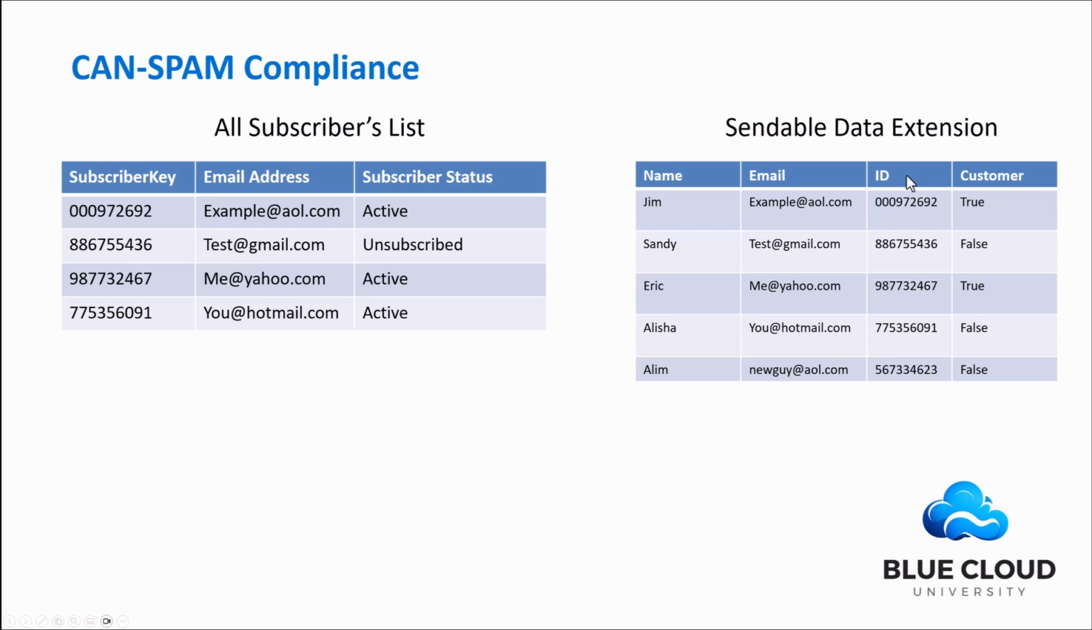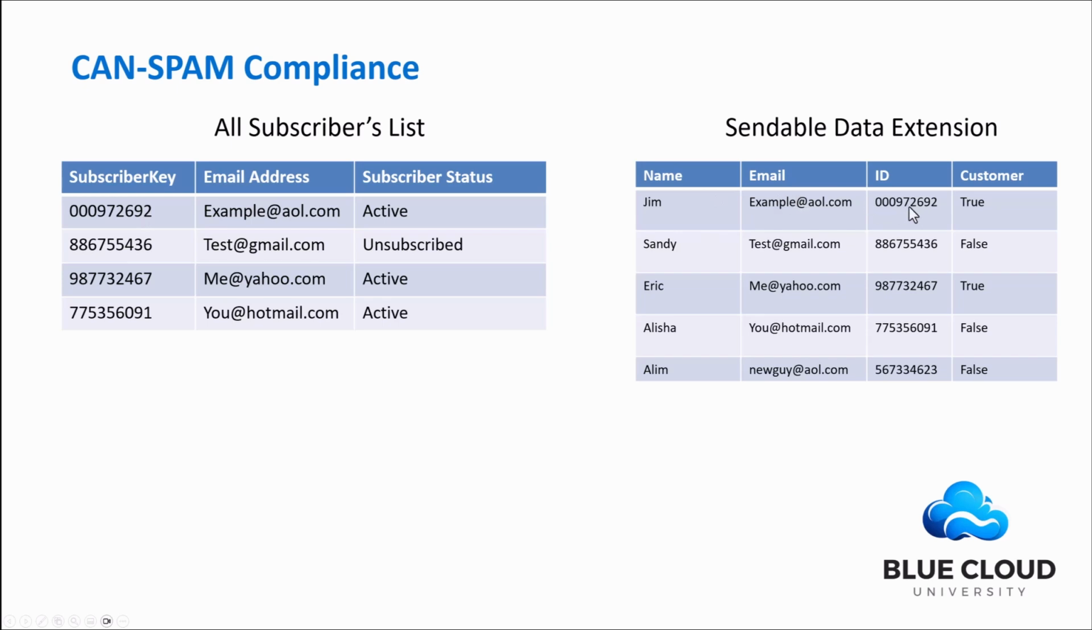So I have an identifier here, right? We're calling it ID, but the information in ID is the same information that's in subscriber key. And even though they have different names, it's the same content. And so I would create an interrelationship between this data extension and the all subscribers list. And I would say, hey, I need to use this value called ID, and I need to compare it against the value you have in the all subscribers list called subscriber key.